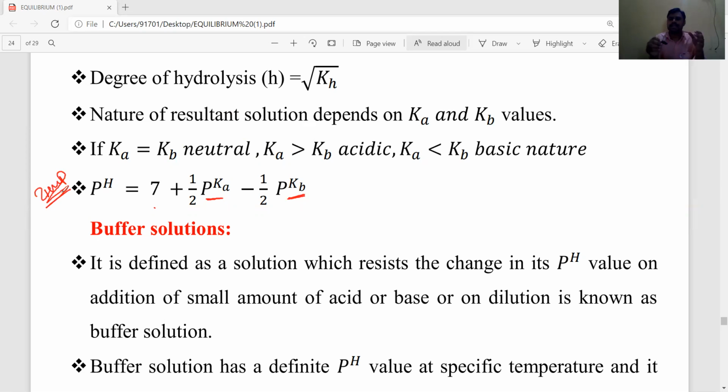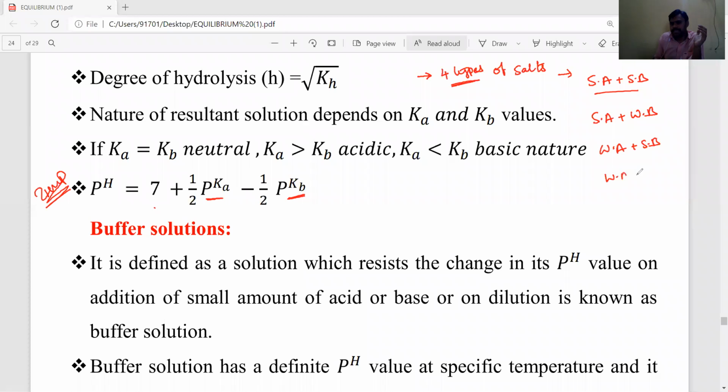Okay students, these are the different types of salt hydrolysis. There are 4 types of salts present, which is very, very important for board exams also. One is strong acid and strong base salts. The second is strong acid and weak base salts. The third is weak acid and strong base salts. And the fourth is weak acid and weak base salts.